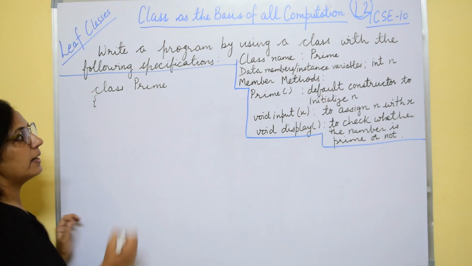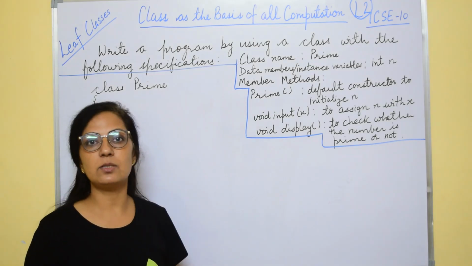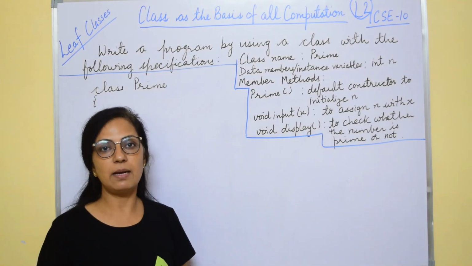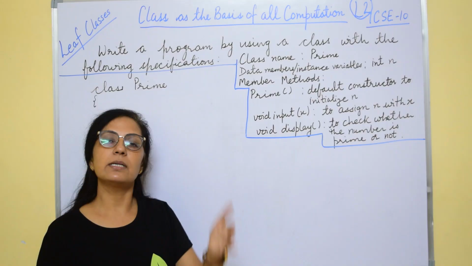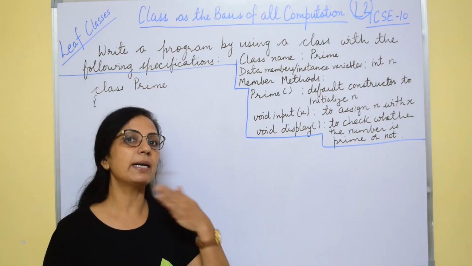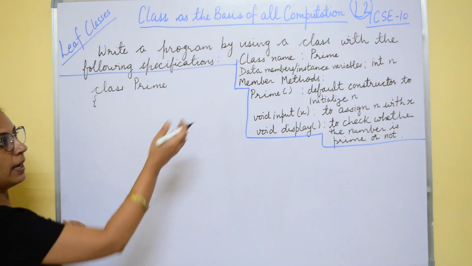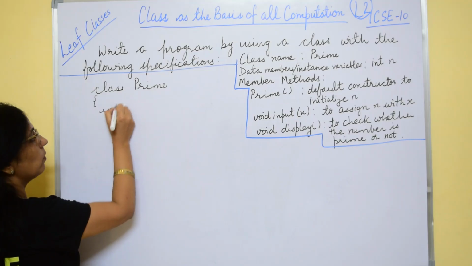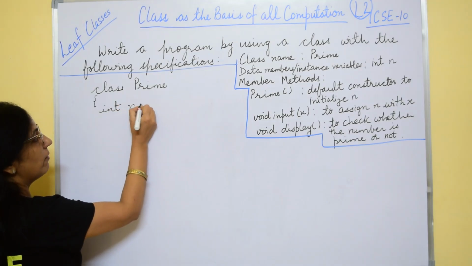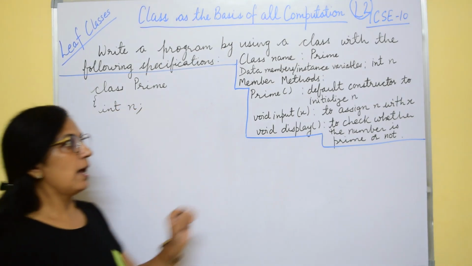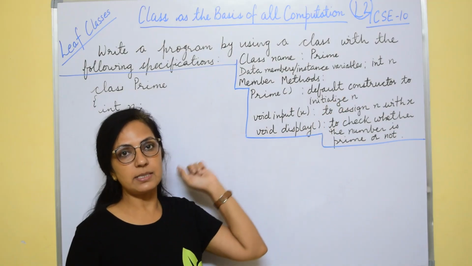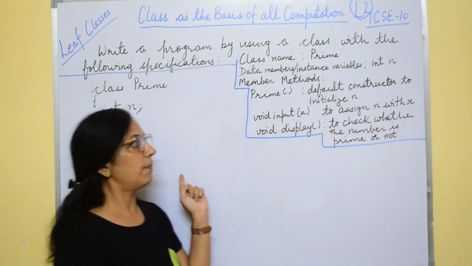Then you have the data members or the instance variables. All these data members have to be written within the class body but outside the function body. Here in this case we have only one data member, so I have written here int n. Here the variable name is given, so we will take the same variable name.